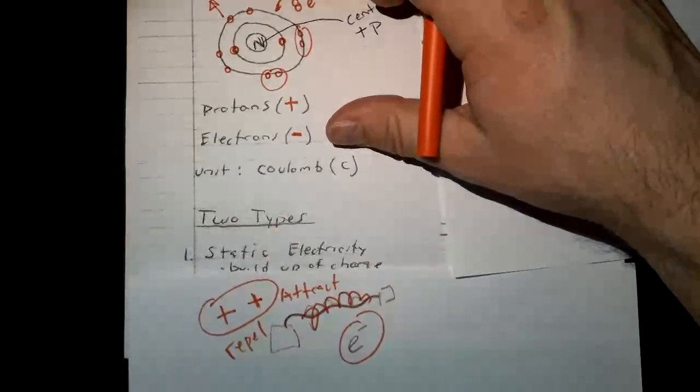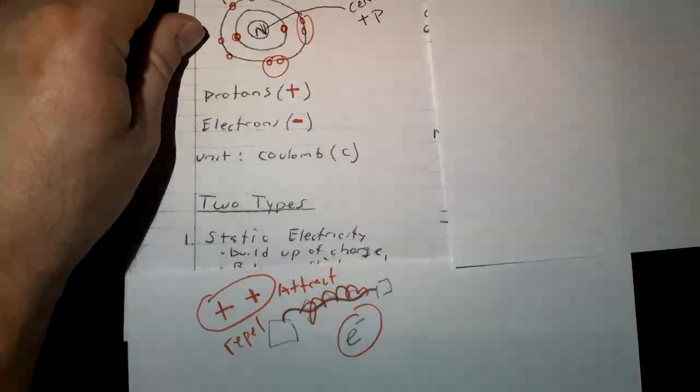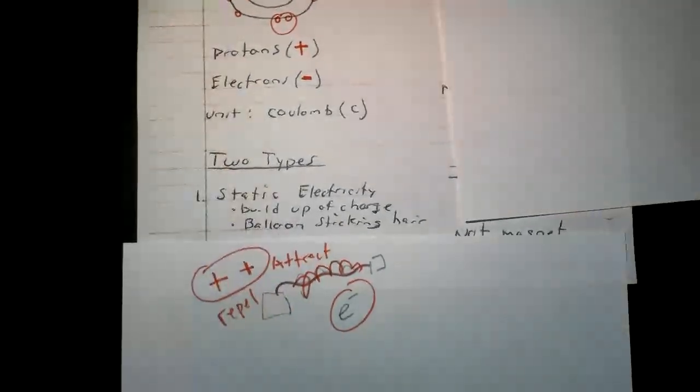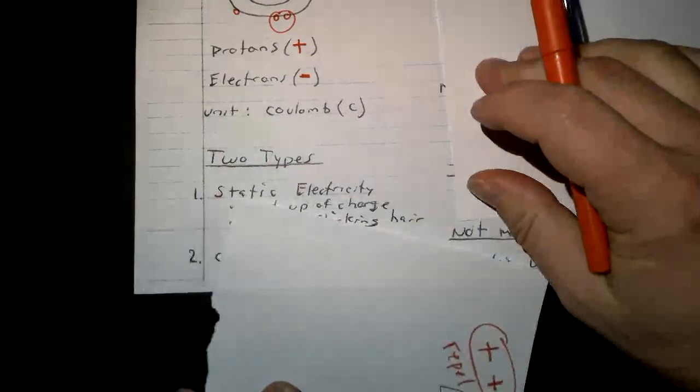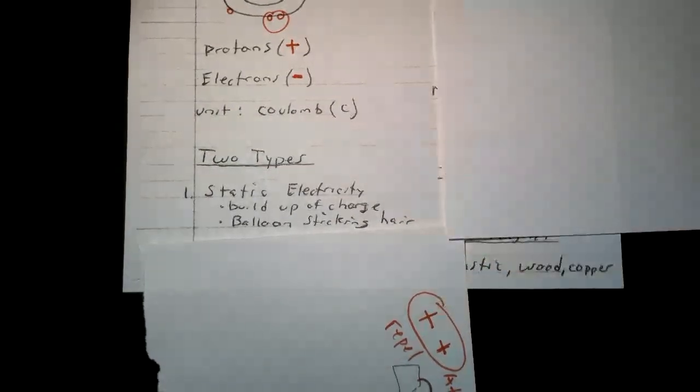So there's two types of electricity, and maybe we can talk about movement, I should say. But the first type is what we call static electricity. Now, static electricity, if you think about it, you can generate static electricity, right?